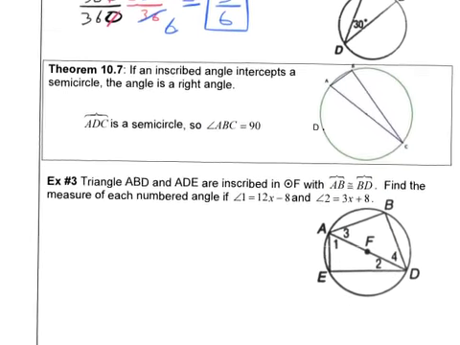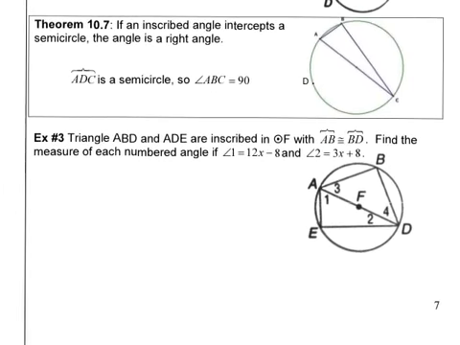Alright, theorem 10.7 says that if an inscribed angle intercepts a semicircle, then the angle is a right angle. This is actually kind of easy to understand because we've been saying that inscribed angles are half of the arc. Well, what's the arc measure of a semicircle? It's 180, right? We learned that a while back. This arc measure here, we could say ADC as an arc measure equals 180. Therefore, the inscribed angle, which is angle B, should be half of 180 or 90. That's all we really need to know there, is that if it intercepts a half circle, it's going to be 90.